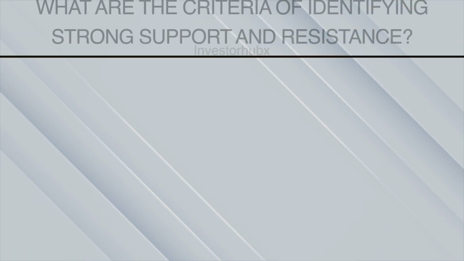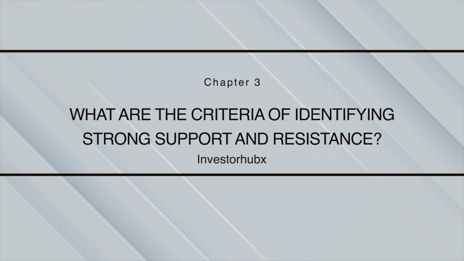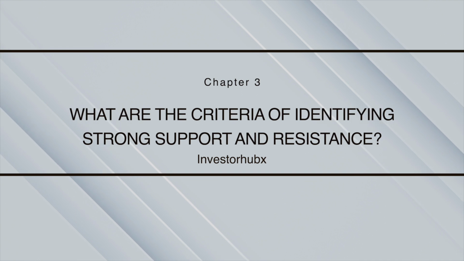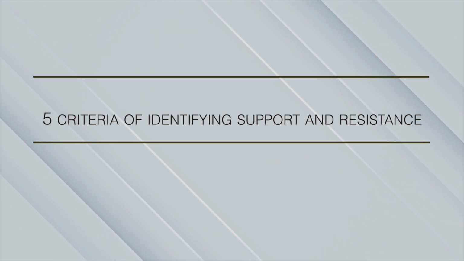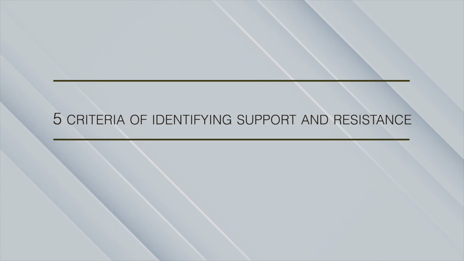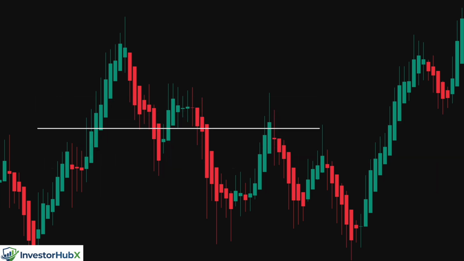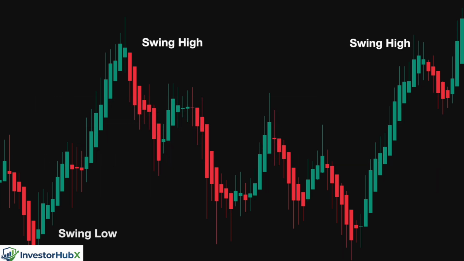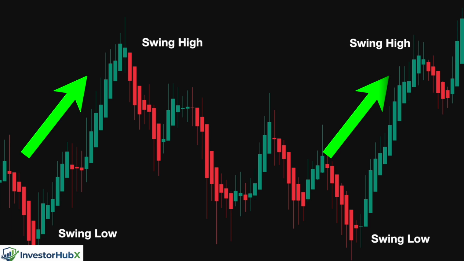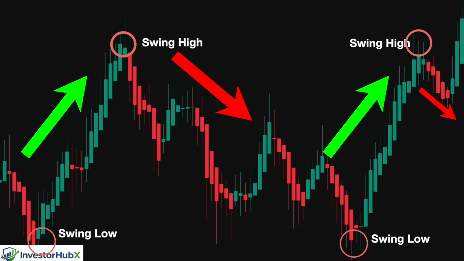So, what are the criteria for identifying strong support and resistance? Not every level on the chart is important. To filter out weak levels, we evaluate each one using 5 criteria. The first thing we look for is swing highs and swing lows. These are the highest and lowest points price has reached in recent time, where direction clearly changed. These points represent moments where the market failed to continue.